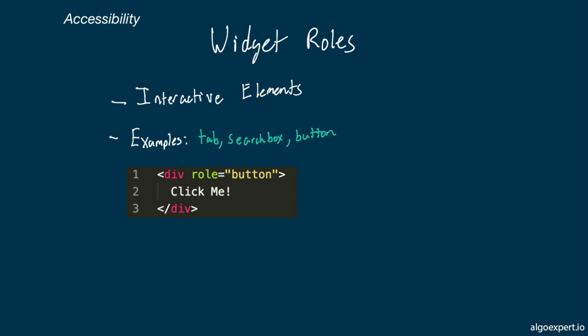Widget roles identify interactive elements. So when we use something like a div, but we want a user to be able to know that they can click on it, to interact with it, to do something with it, we use the widget role. Some examples of these can be tabs, a search box, or a button. And again, you'll see that some of these align to elements that we already have in HTML, and in those cases, you should almost always use the proper HTML tag rather than adding a widget role manually, but there are some widget roles that exist that we don't have a tag that directly maps to, and in those cases, widget roles are good to be using.